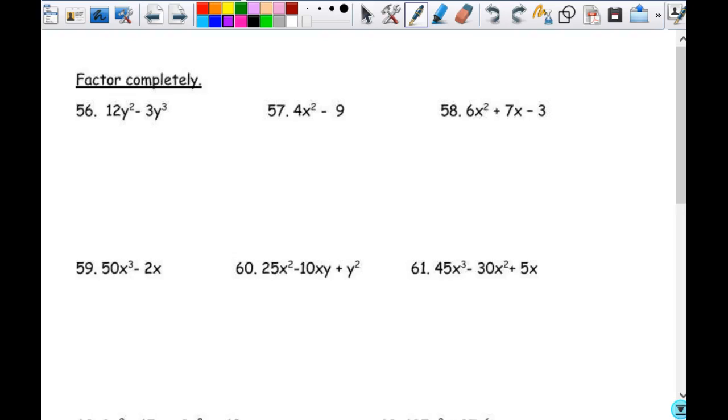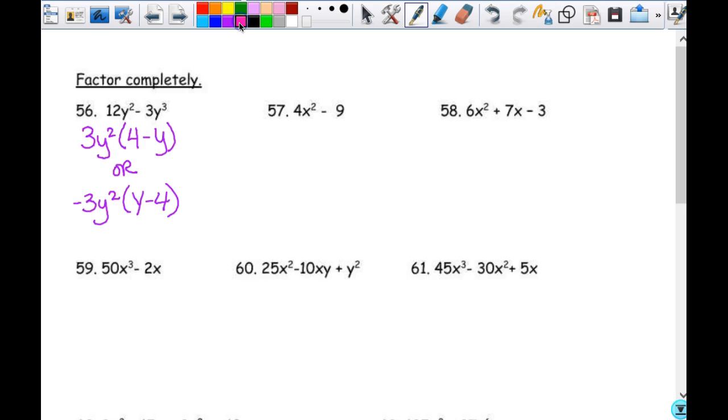All right, picking up on number 56. So I've got 12y squared minus 3y, and I want to factor it completely. My GCF is 3y squared, so I'm going to factor out my 3y squared. That's going to leave me with 4 minus y. If you want to put the y's first, then you could factor out a negative 3y squared, and that would leave you with y minus 4.